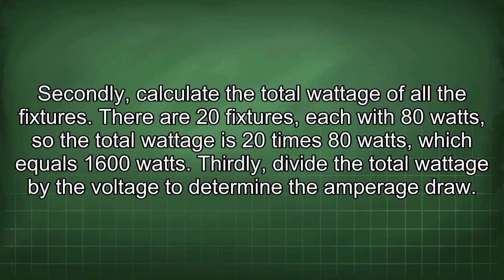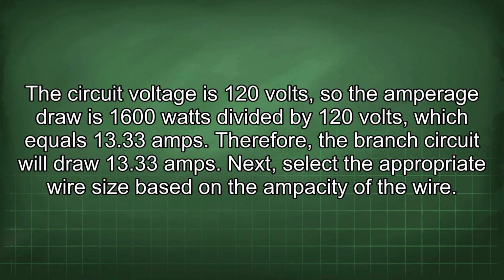Secondly, calculate the total wattage of all the fixtures. There are 20 fixtures, each with 80 watts, so the total wattage is 20 times 80 watts, which equals 1600 watts. Thirdly, divide the total wattage by the voltage to determine the amperage draw. The circuit voltage is 120 volts, so the amperage draw is 1600 watts divided by 120 volts, which equals 13.33 amps. Therefore, the branch circuit will draw 13.33 amps.